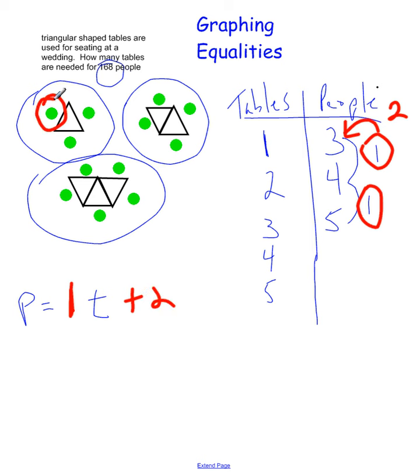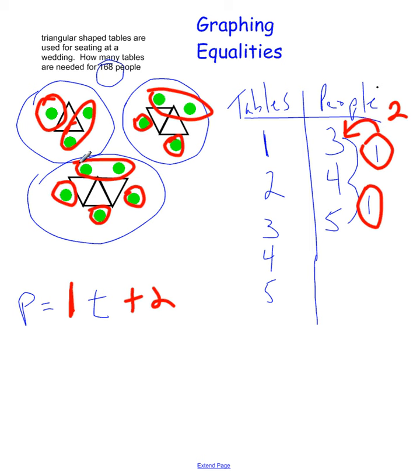Here's 1 at the table plus 2 more. Okay? Here's 1 at one table. Here's 1 at one table, 1 at one table, and 2 more. Here's 1 at one table, 1 at one table, 1 at one table, and 2 more. So we can see that our pattern matches what we've built in our diagrams.